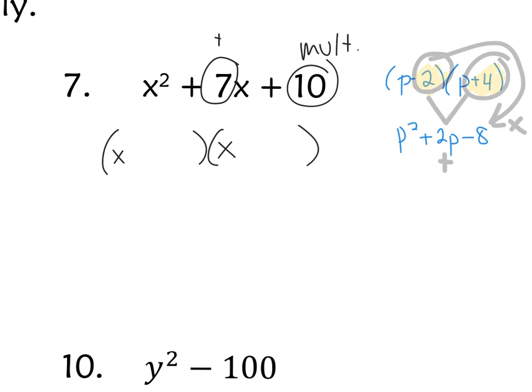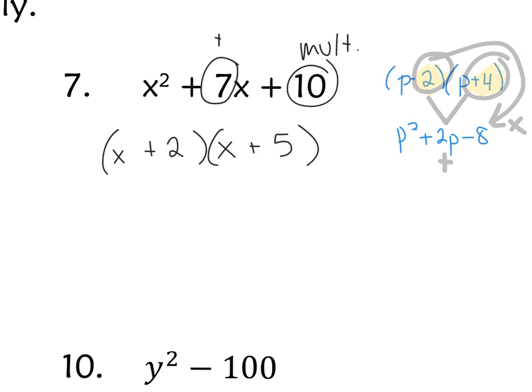And the only way that I could get x squared is x and x. If that was a 4x squared, it could be an x and 4x, it could be a 2x and 2x, and so on. But for now, it's only x and x. So what two numbers will add up to be 7 and at the same time multiply to be 10? 2 and 5.